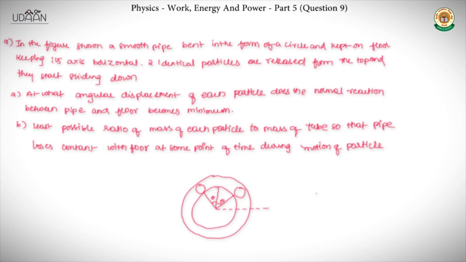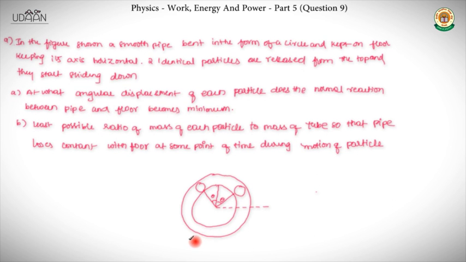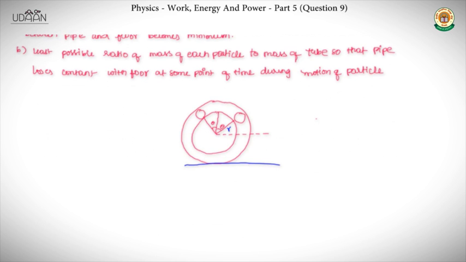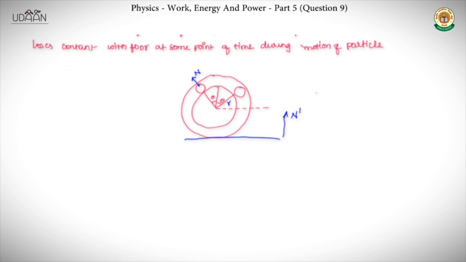So we'll move towards the solution part. Basically in this question, let us take this as the ground and the radius as r. There are two identical balls mentioned. Let us take the normal reaction of the total system from the ground as N dash, and the normal reaction of the two identical balls on the pipe as N. For both balls the normal reaction will be equal to N. Let us just consider one ball.